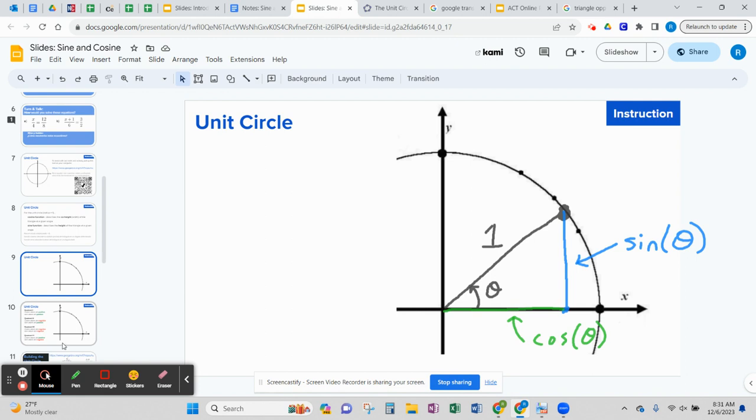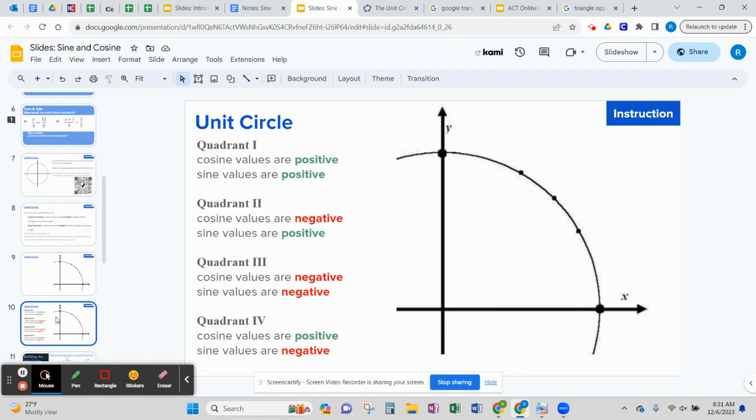Now as we move around our triangle, our cosine values and sine values are going to change whether they're positive or negative based on the quadrant we're in. This is how they go. And this is something we'll also want to get down in our notes. When we're in quadrant 1, which is this first quadrant here, this is 1, this is 2, this is 3, and this is 4.